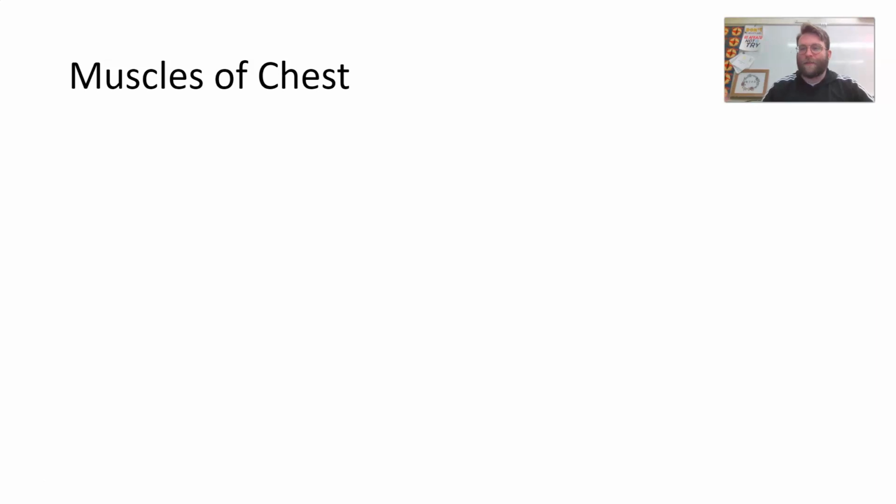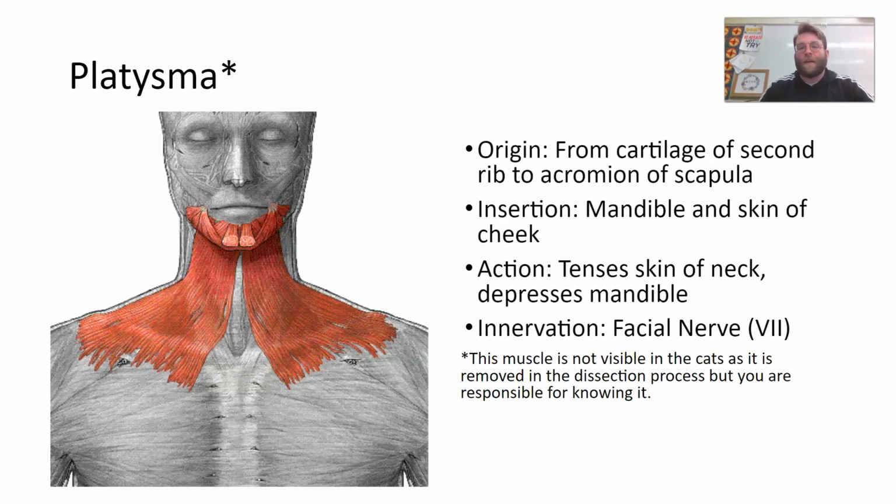Right? These are the ones that do most of the work. And there are lots of other supporting muscles in that area, but again, we're not super interested in those. We're looking at the big heavy hitters in terms of motion. All right, so the first muscle here is one that we will not see on the cat.